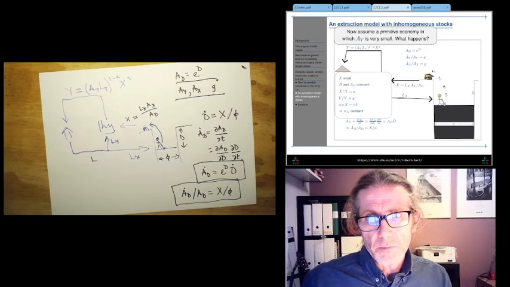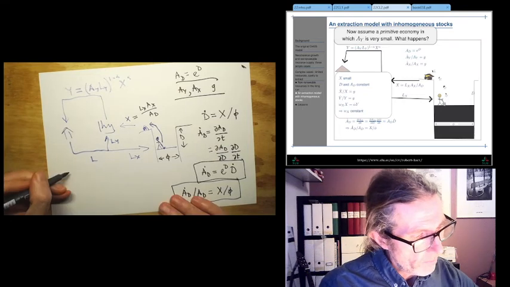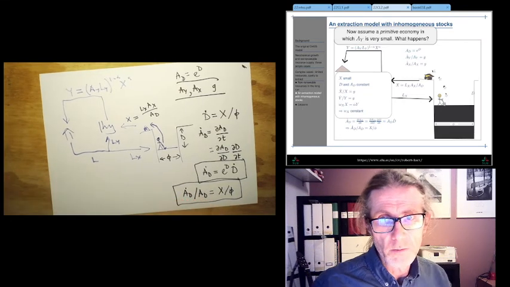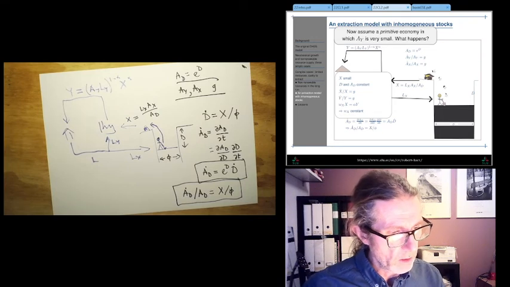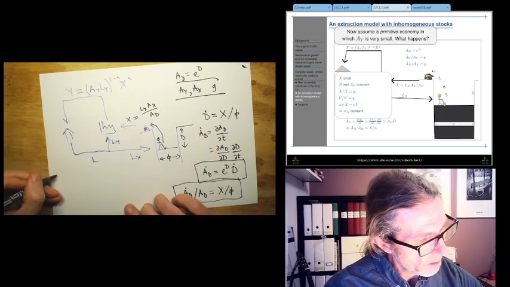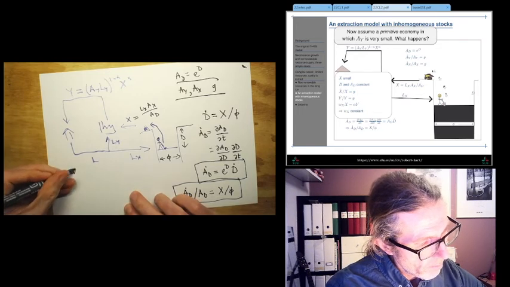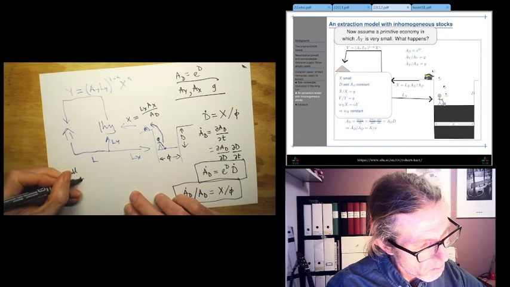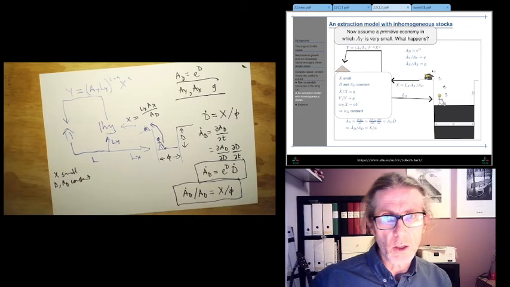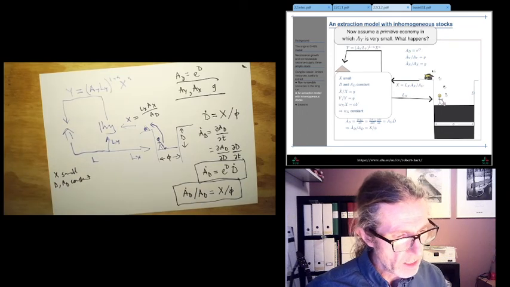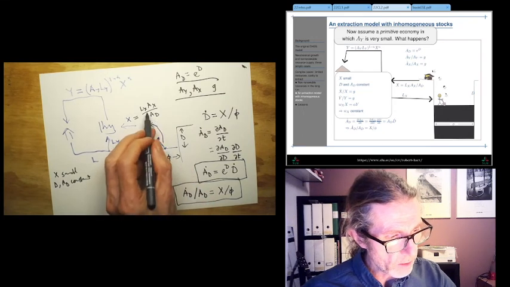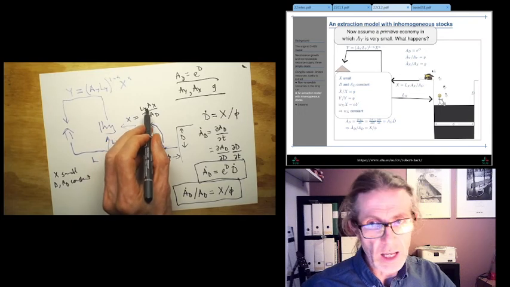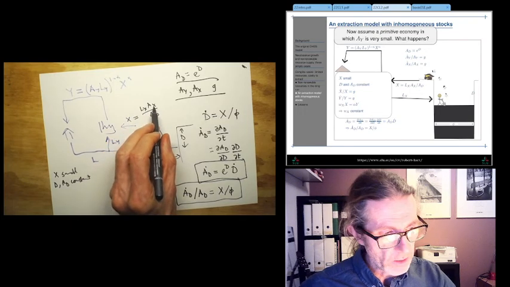So X is small. D and AD are going to be constant. I think I need to write these out. So if D and AD are constant, so AD is constant, X is Lx Ax.